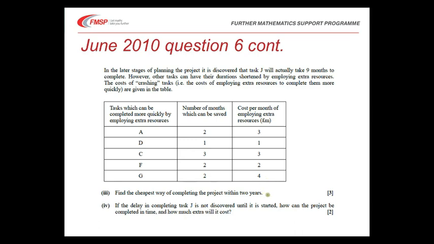So you're now asked to find the cheapest way of still completing the project within 2 years, and if the delay in task J is not discovered until it is started, how can the project be completed in time and how much extra will this cost?